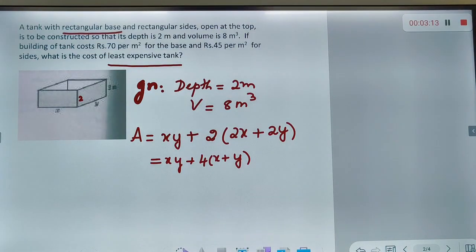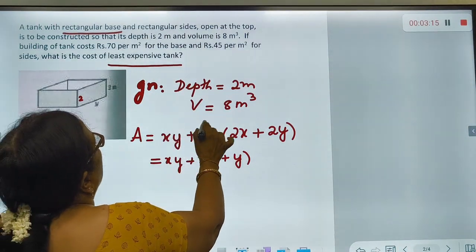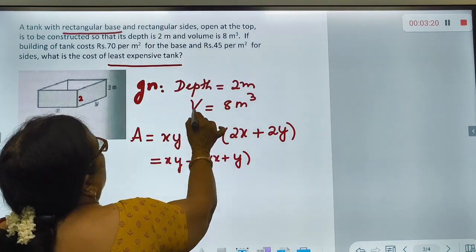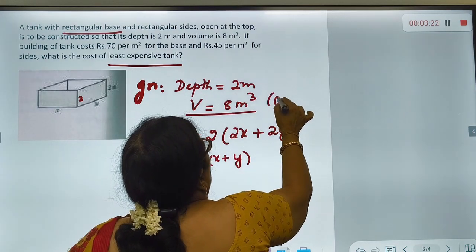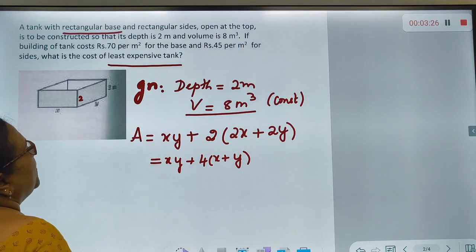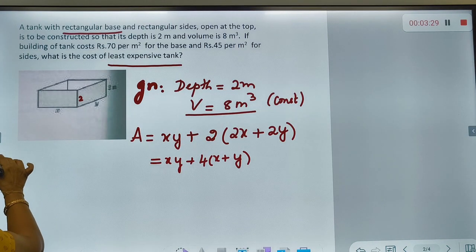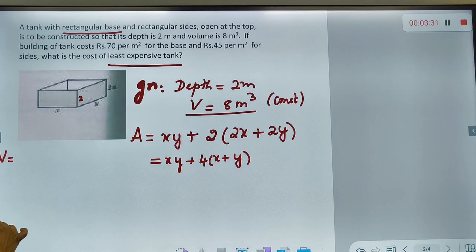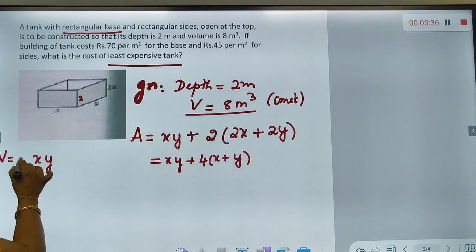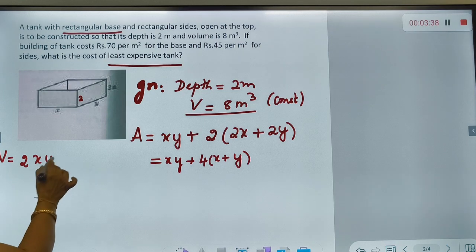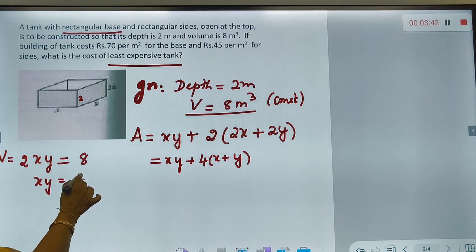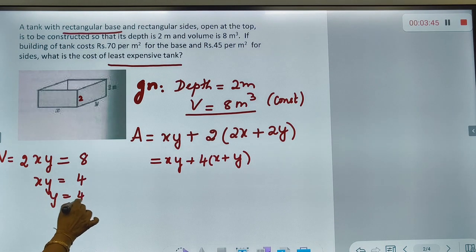Okay, now what is the volume? You are given the volume as 8 meter cube. It should be constructed so the depth is 2 and volume is 8. So this is a constant. Volume is a constant. What is the volume? Volume is base area into height. X into y into the height, which is 2. Now this is given to be 8. So xy is 4 or y equal to 4 by x.